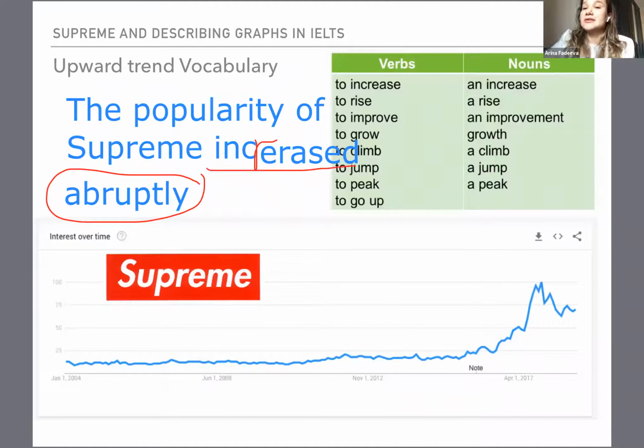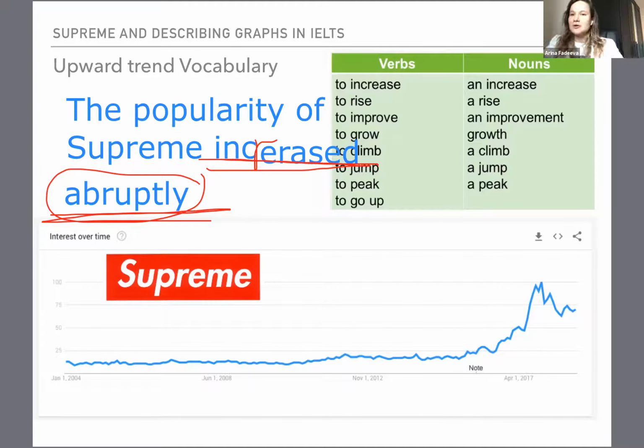So you can use a verb and an adverb. How? It increased abruptly. It increased significantly. Significantly is like a general word for everything. It means a lot, all right? So you can remember 2 or 3 phrases for this, because here we are describing just one line.